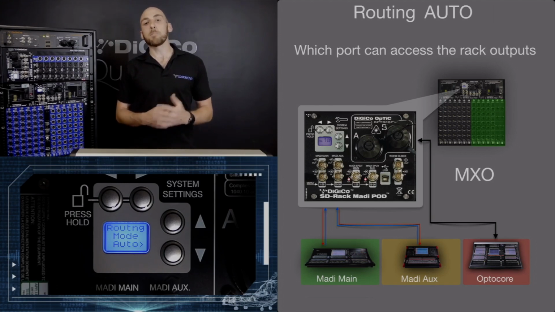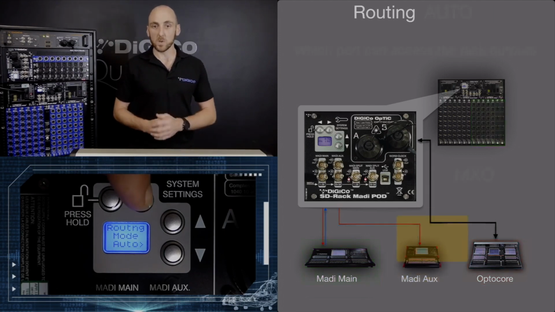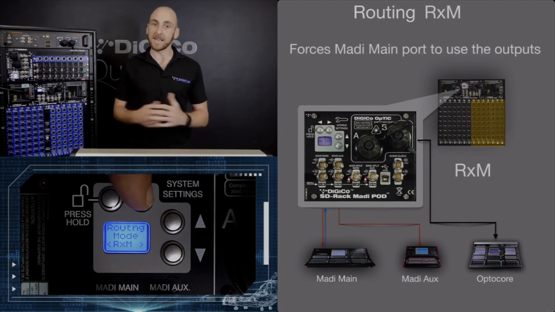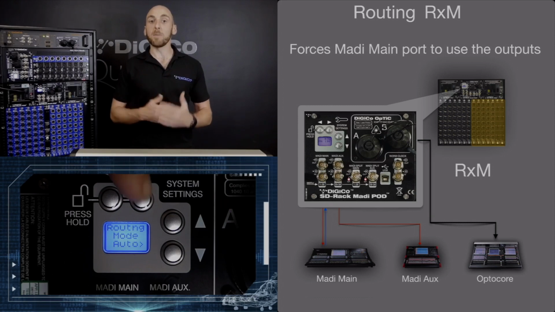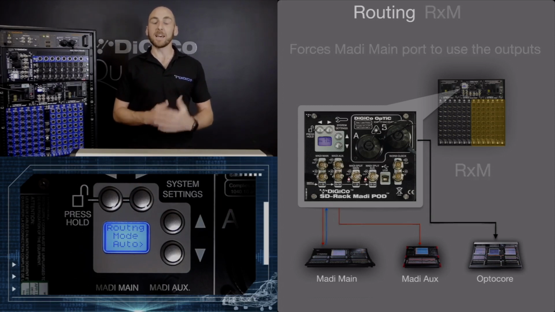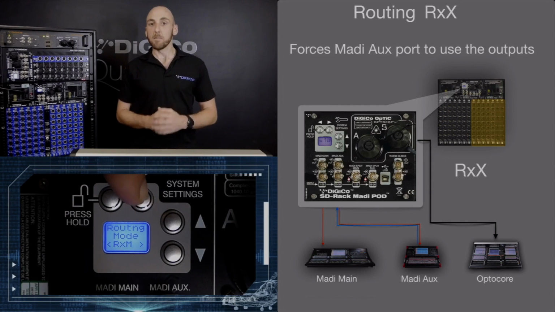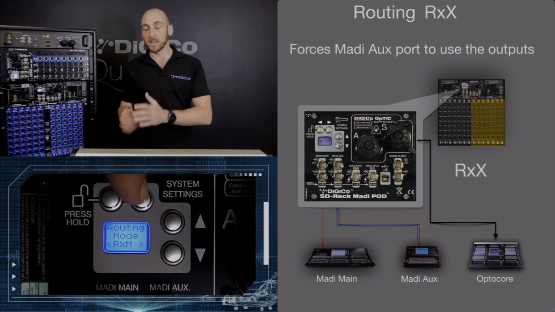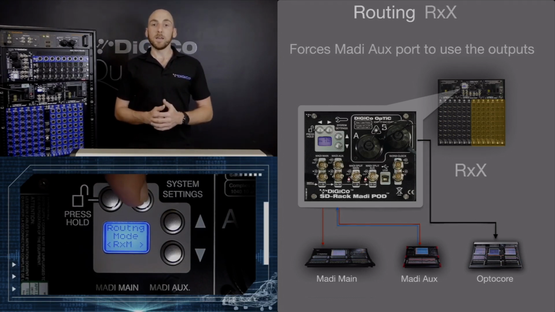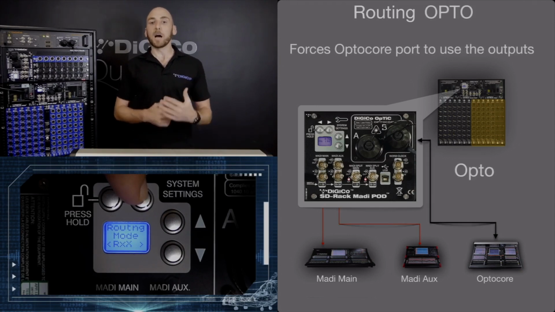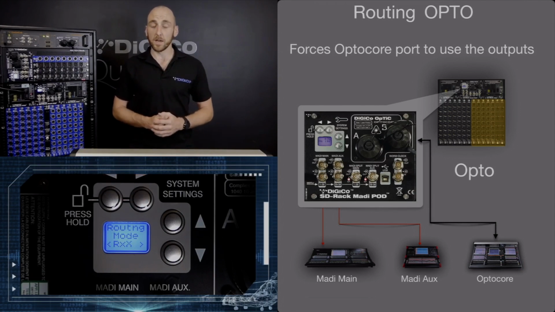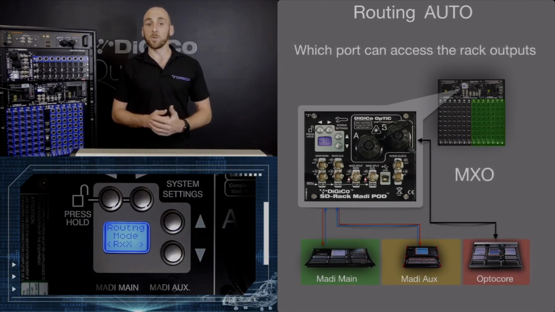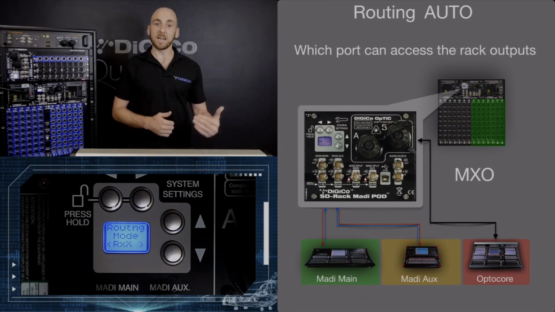This setting can be manually overridden and a specific routing source can be set as either RXM, where MADI main routing, the input and output routing is via the main MADI input, or RXX, which is MADI aux routing, input and output routing via the MADI aux connection. Opto is where the Optical routing comes in, input and output routing via Optocore. Now you can see on screen what the order looks like. When set to Auto, green is the main, amber is the second, and red is the third choice.